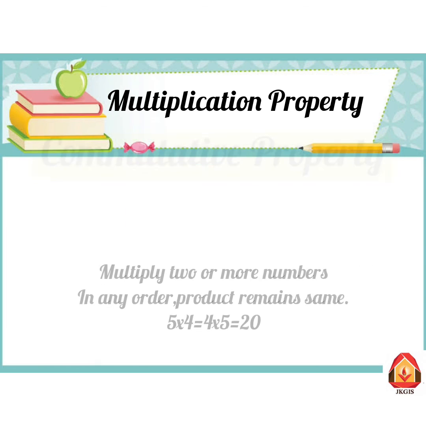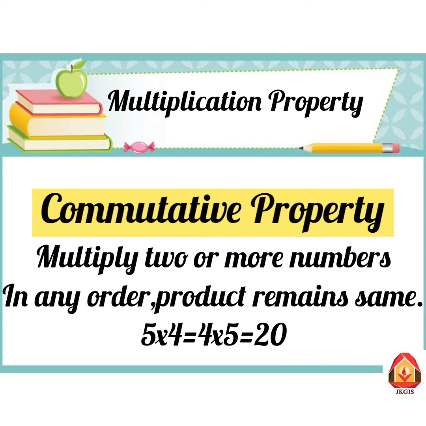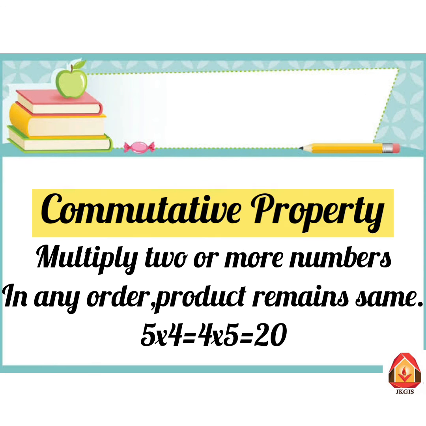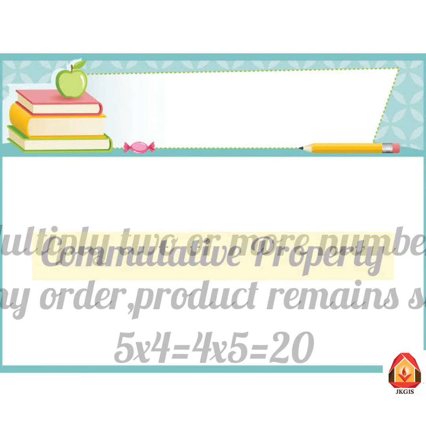Here is the third property, the commutative property. Multiply two or more numbers in any order, the product will remain the same. Hope the concept is now clear.